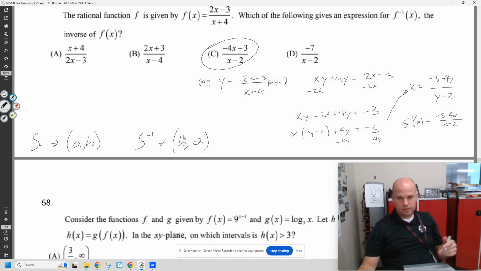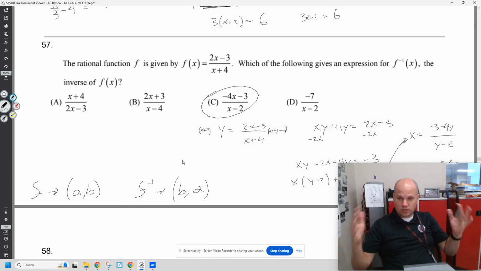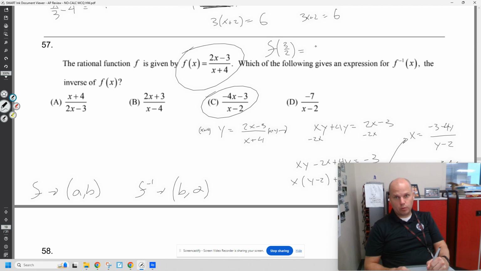Now that one's pretty tricky. So let's say we encounter a problem like this and we're like, I don't know what to do. Well, here's your other way to do it, and this might be easier. Pick a number that gets a good output. Here are some examples: 3/2. Why do I pick 3/2? Because if I plugged in 3/2, this should be 3 minus 3, which is 0, over 3/2 plus 4, whatever, it's 0. That means f has the point (3/2, 0). That means f inverse has to have the point (0, 3/2).